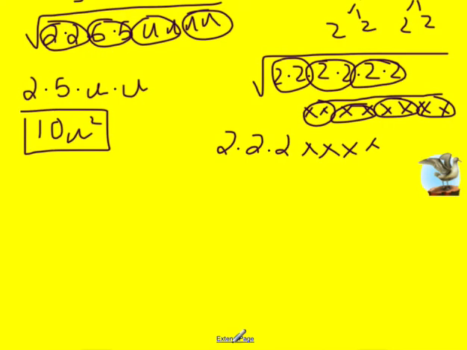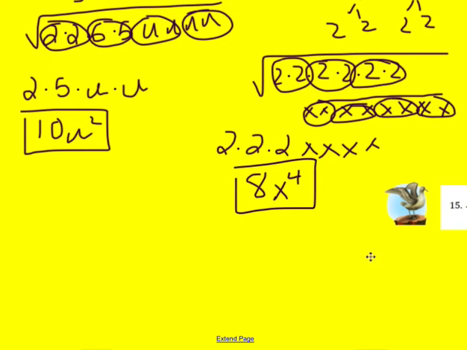So now we just need to simplify that. Well, 2 times 2 times 2 is 8. X times x times x times x. Well, there's 4 x's, so that's x to the 4th. So your final answer is 8x to the 4th.